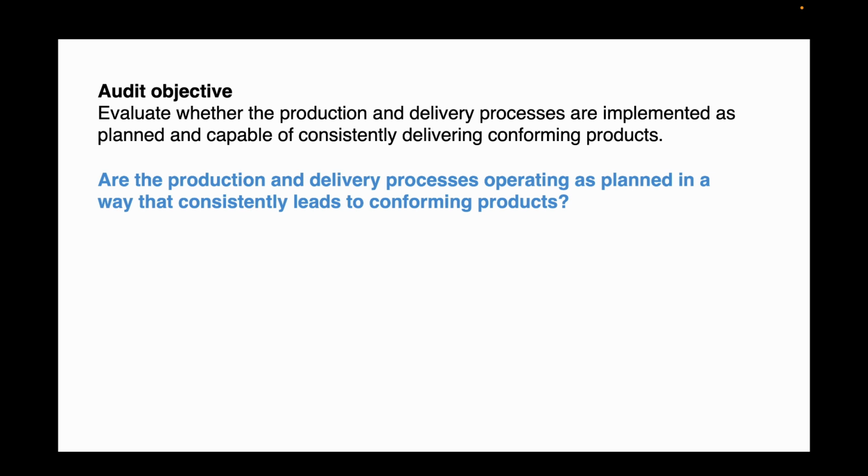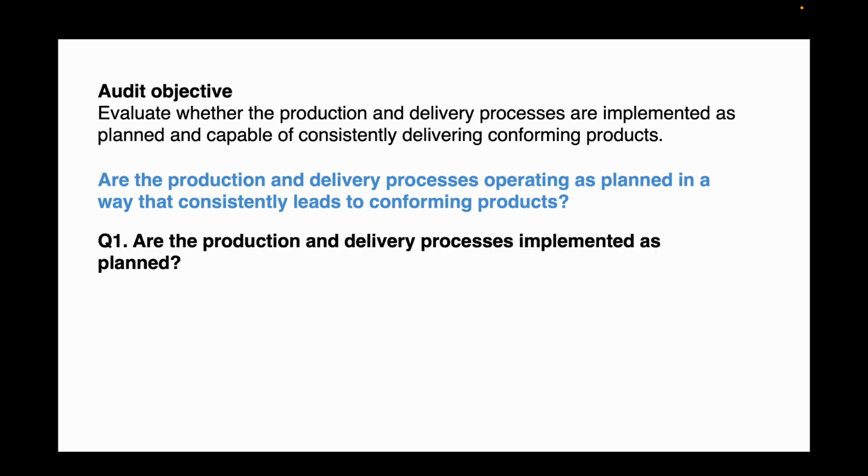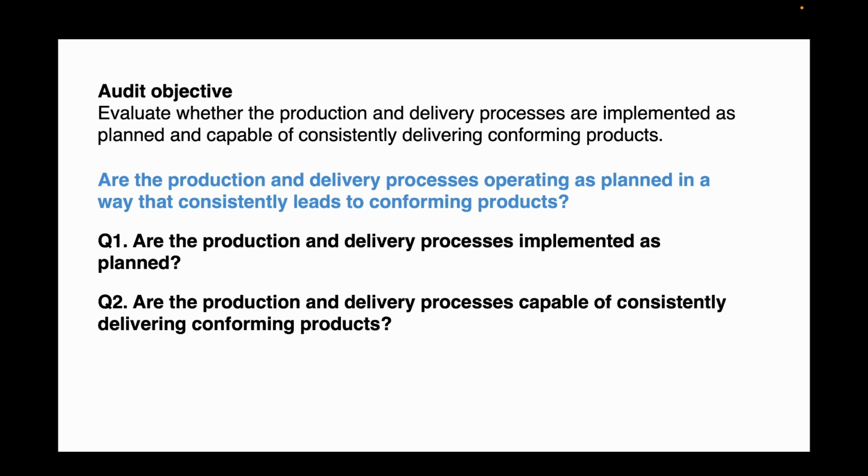Now, next step is simple. We break the question down, splitting it into two major branches, okay? The implementation and capability. So, this question can be translated into question number 1. Are the production and delivery processes implemented as planned? Question number 2. Are the production and delivery processes capable of consistently delivering conforming products?